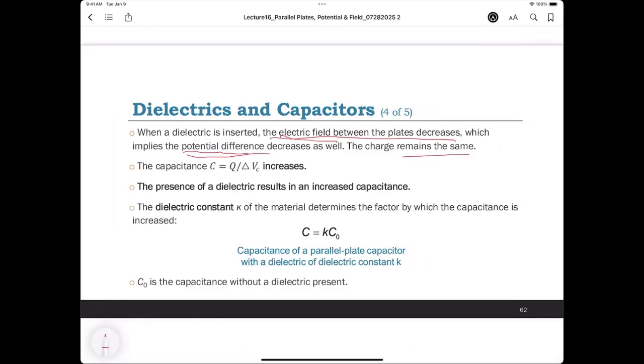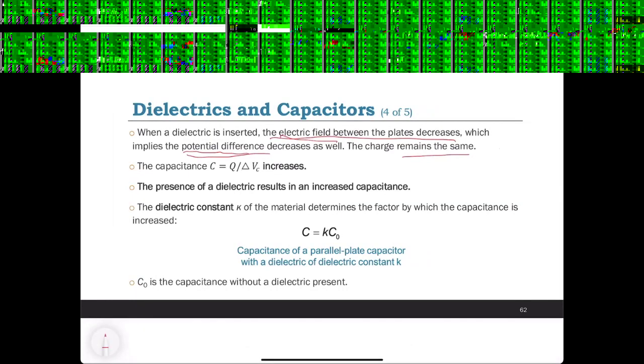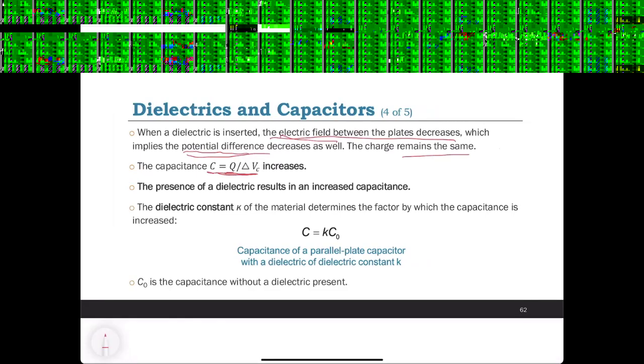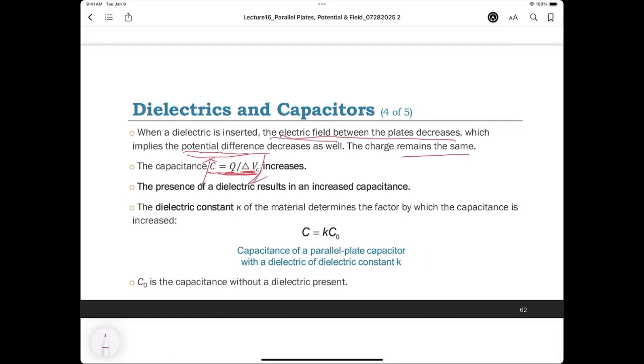If the charge remains the same, the capacitance is given by this. Since the charge remains the same but the potential difference decreases, the capacitance increases. That makes sense to you? The presence of a dielectric results in an increased capacitance. The dielectric constant K of the material determines the factor by which the capacitance is increased.